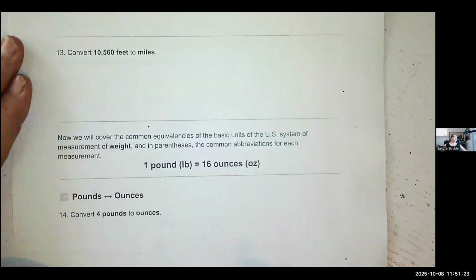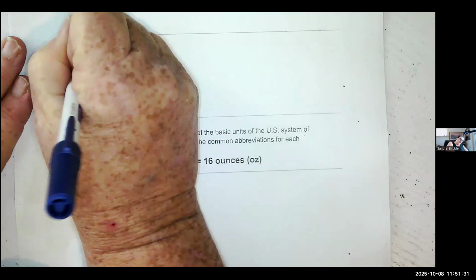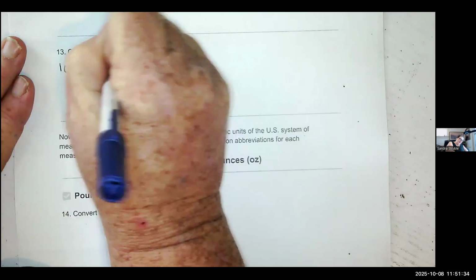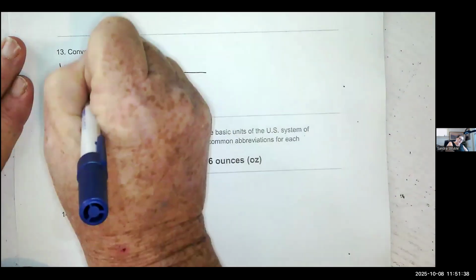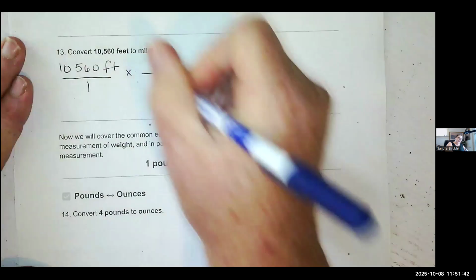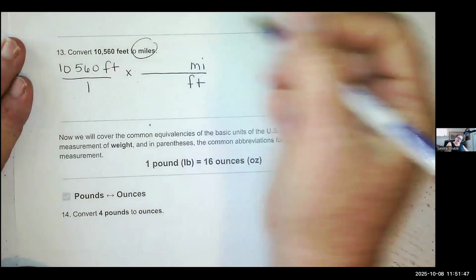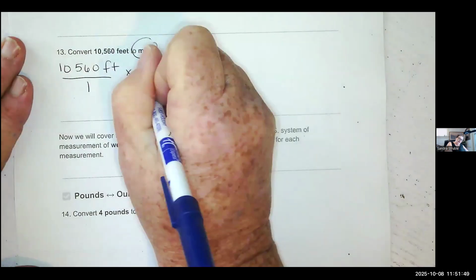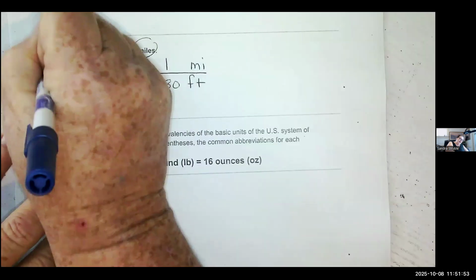Convert 10,560 feet to miles. Pause the video, attempt this one yourself, and then come back to see how you did. So 10,560 feet. This is what we're starting with. Set up my conversion. Remember, this is over 1. Feet's in the top, so I need feet in the bottom. I'm heading towards miles, so it goes up top. Next, I plug in my conversions. 1 mile is 5,280 feet. Next, we multiply straight across.